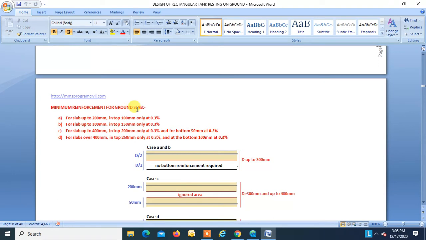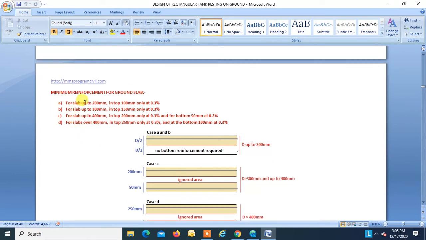Now minimum reinforcement for ground slabs. For a slab up to 200 mm, in the top 100 mm provide 0.3%. This is the figure for cases A and B. When our slab is 200 mm thick, then in the top 100, that is D by 2, since D is 200 divided by 2 is 100, D by 2 into 1 meter into 0.3% is the minimum reinforcement you have to provide for both vertical and horizontal steel, right? And no reinforcement is required at the bottom.